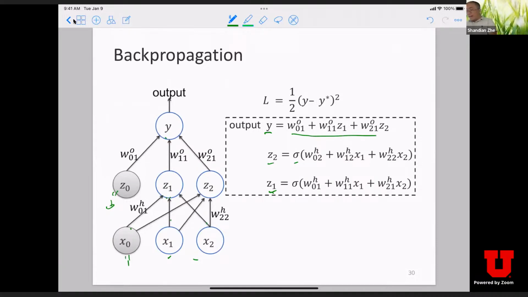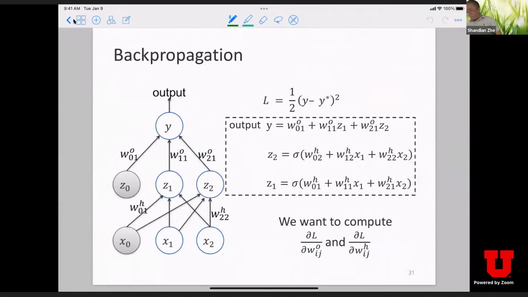So we know that the output y is a composite function of all the edge weights here, and also the inputs, right? Then we use this output to compute the loss, and y star is the ground truth. Then our goal is to compute the partial derivative of the loss with respect to every edge weight, right?